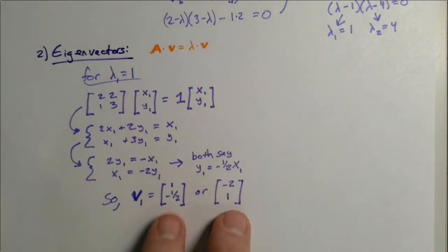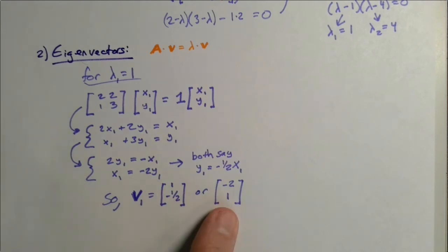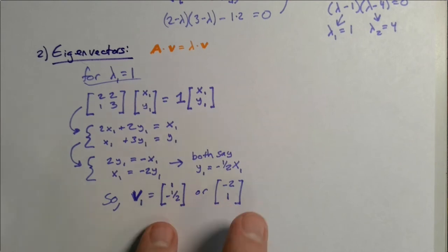They're both the same. They both actually mean the same thing because they're both pointed in the same direction. Right? They're both pointed along the same line. And either one of them is acceptable. If you like this one because it's simpler to get, that's fine. If you like this one because it doesn't have fractions, that's fine too. So whichever way you go, you've got your v1.